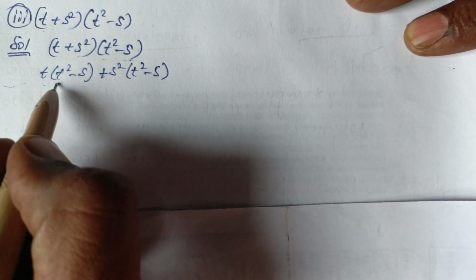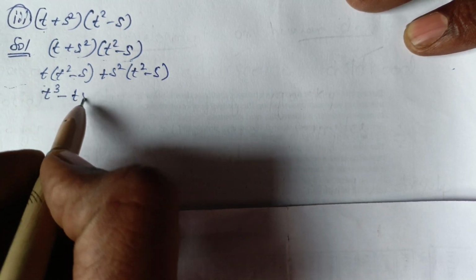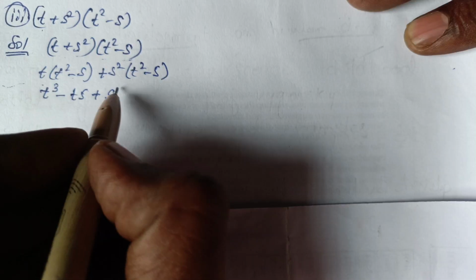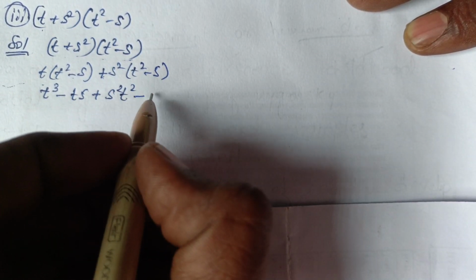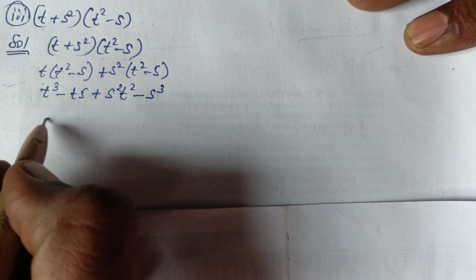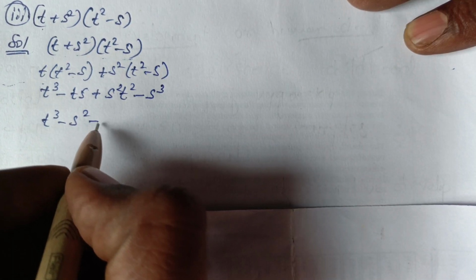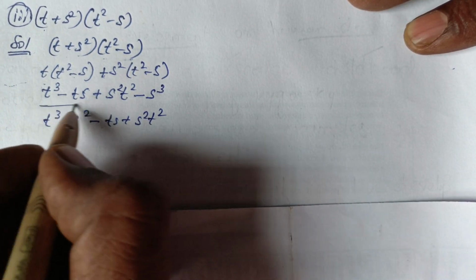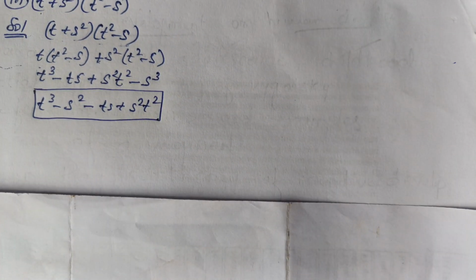So now multiply t into t square is t cube, minus into plus is minus, t into s is ts, plus as it is, s square into t square is s square t square, minus into plus is minus, s square into s is s cube. So this can be written as s cube minus s square minus ts plus s square t square. This is the answer of the third part.